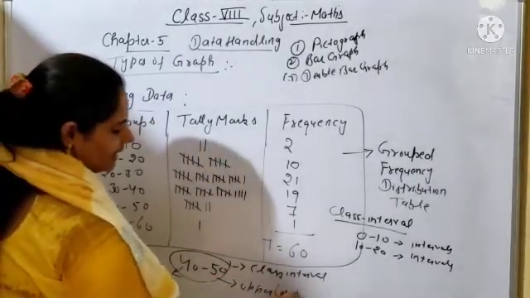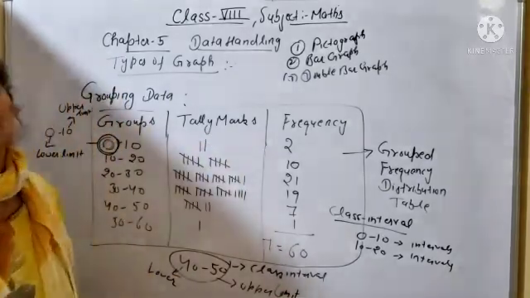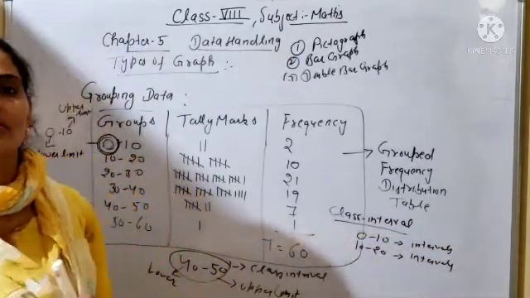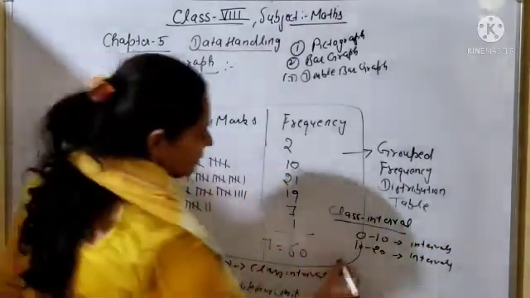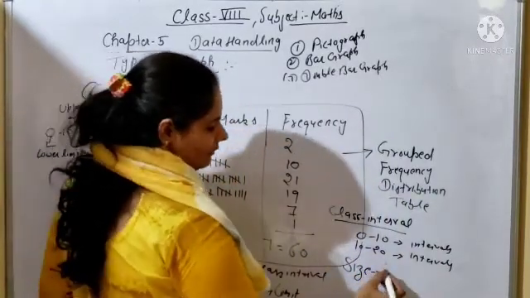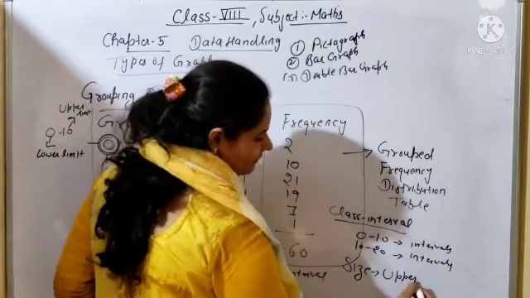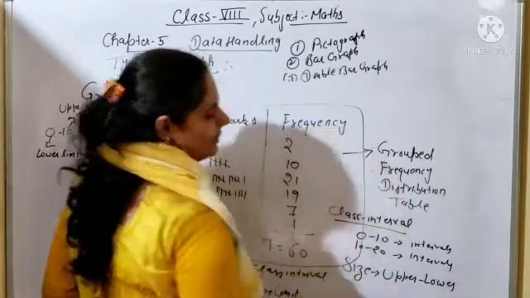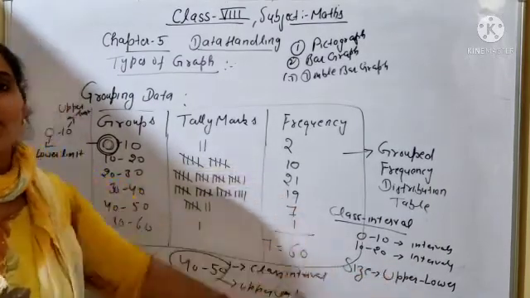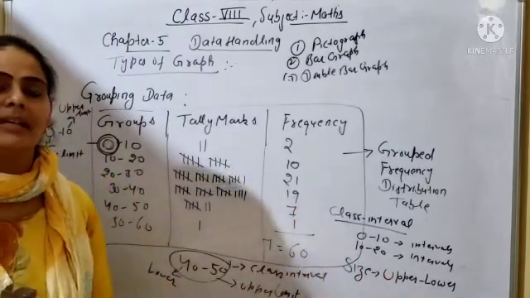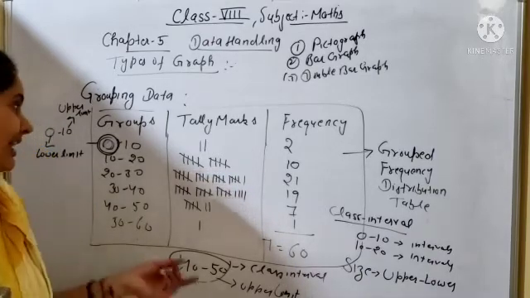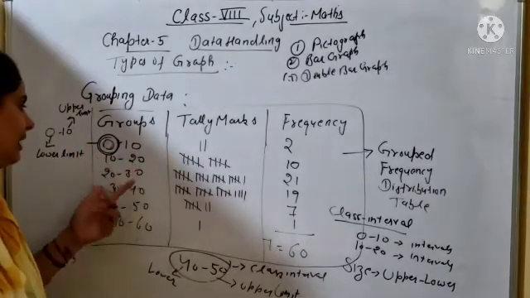And how do you use the upper limit and lower limit? For finding the size of the interval. What will be the size of the interval? What is the formula to find the size of any class interval? The size of the class interval will always be the upper limit minus the lower limit. So first of all, you have to know about the upper limit and lower limit, and before that, you have to know about the class interval. Class intervals will be like that: 0 to 10, 10 to 20, 20 to 30.